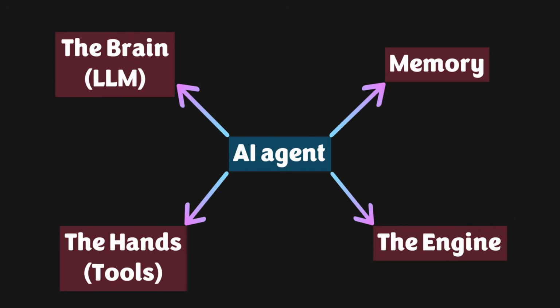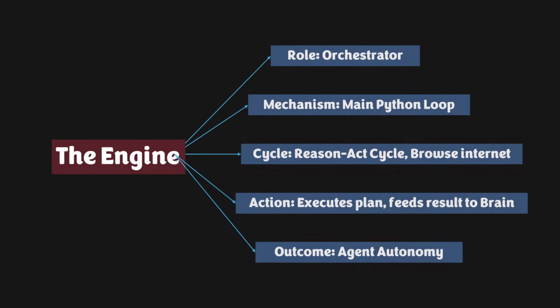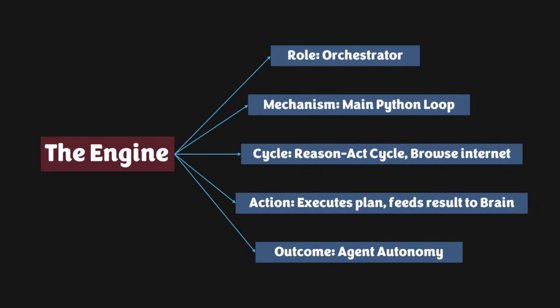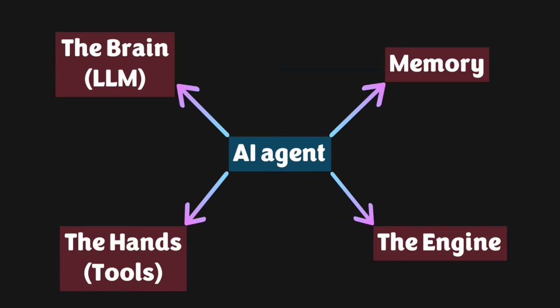And finally, the part that ties it all together, the engine. This is our main Python loop. It's the orchestrator. It takes the brain's plan, tells the hands to execute the right tool, gets the result, and feeds that new information back to the brain. This is a reason-act cycle, and it's what makes an agent truly autonomous. We're going to build our agent in four simple stages, adding one of these components at a time.